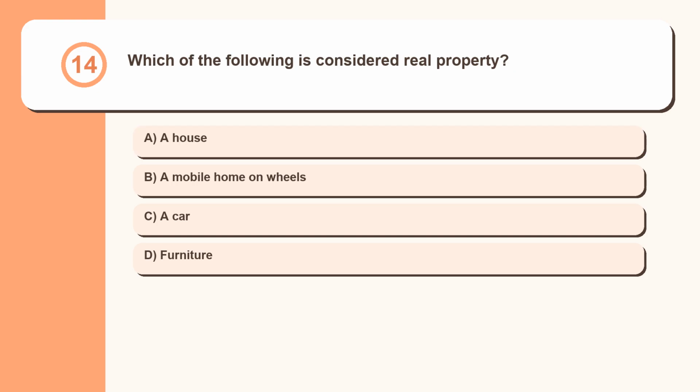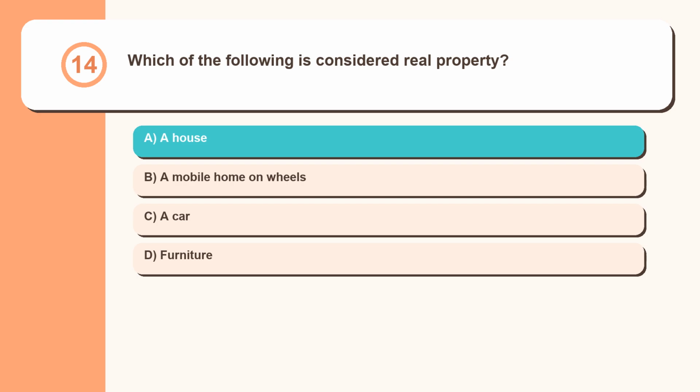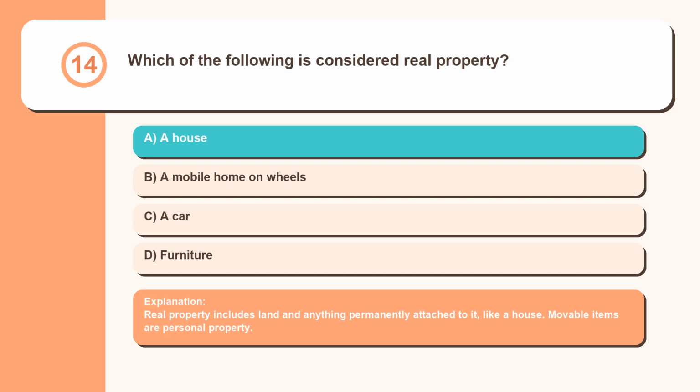Question 14. Which of the following is considered real property? A house, a mobile home on wheels, a car, furniture? Real property includes land and anything permanently attached to it, like a house. Movable items are personal property.